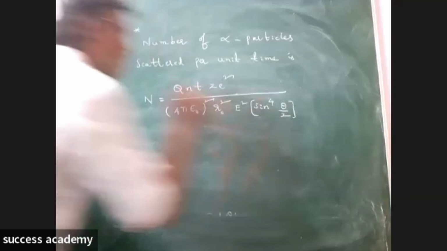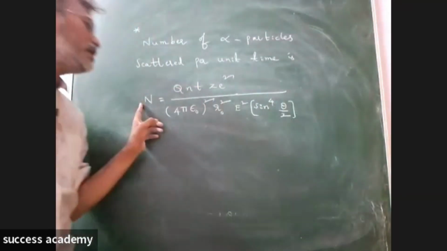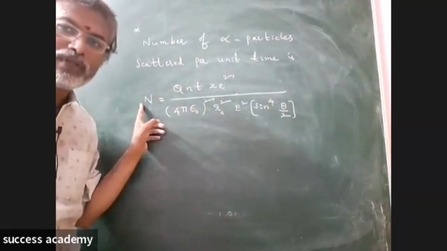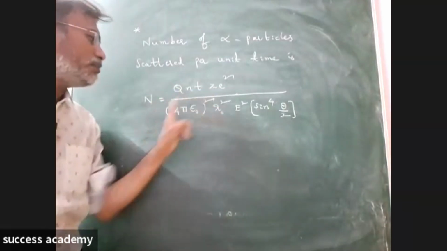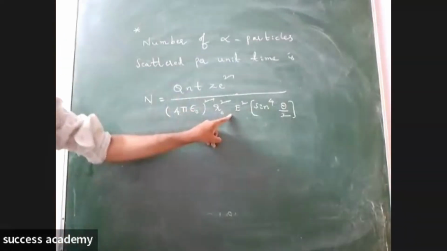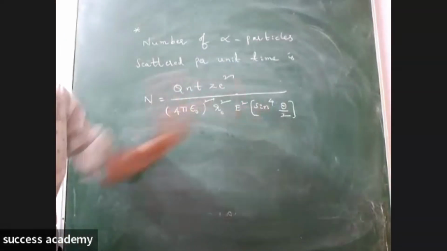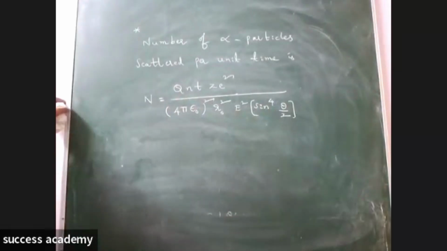Actually, for every term its own meaning is present. Capital N is equal to the number of alpha particles scattered per unit time. Then what about the Q, N, T? All these terms we need to know. Okay, what about the Q?